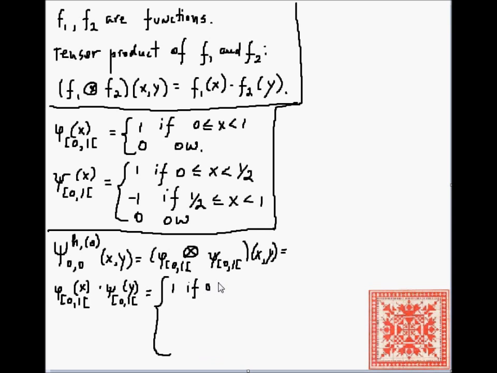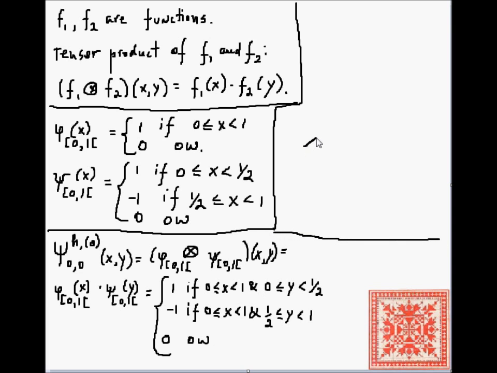And it'll be 1 if x is greater than or equal to 0 and less than 1, and y is greater than or equal to 0 and less than one half; minus 1 if x is greater than or equal to 0 and less than 1, and y is greater than or equal to 1 over 2 and less than 1; and 0 otherwise.